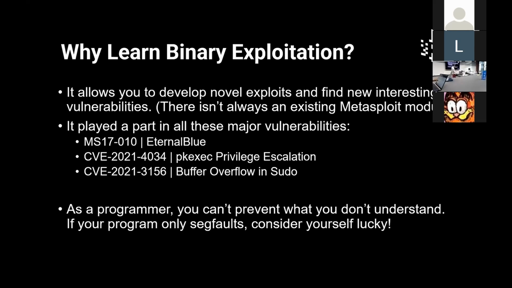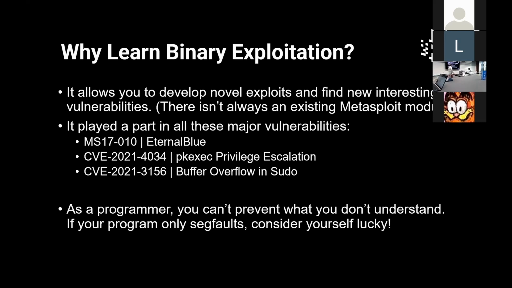pkexec and sudo, as I mentioned, but EternalBlue is also another vulnerability that was a result of binary exploitation. EternalBlue was the vulnerability that resulted in the WannaCry ransomware attack, and it came out because it was leaked. The NSA had a list of their own vulnerabilities that they kept hidden from the public, for their own private means, but then it got leaked in the end. Funny story, Microsoft actually patched it a month before it was released. So either Microsoft happened to find out about it just before the public did, or the NSA tipped off Microsoft knowing it was going to get leaked at some point.